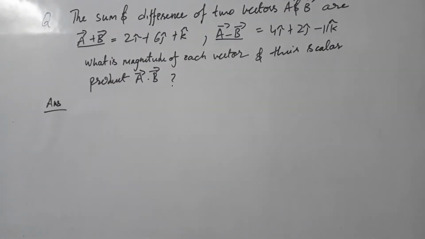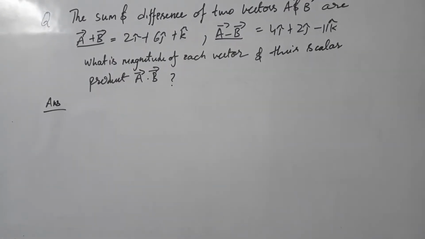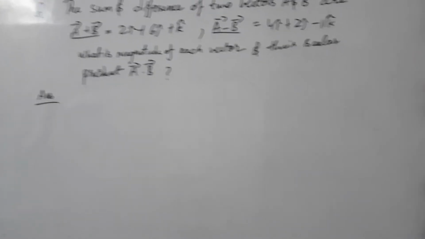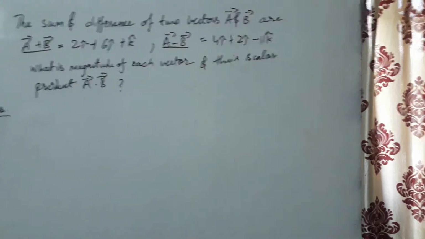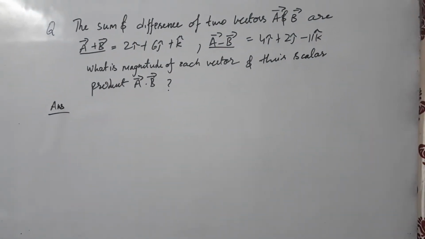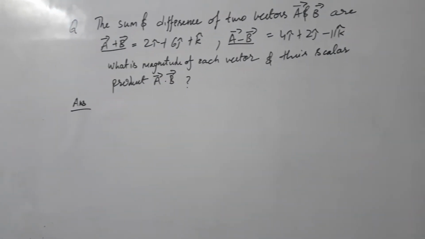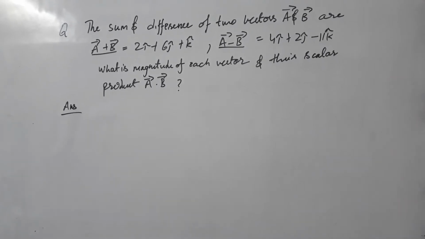Trying another numerical based on the dot product. The information provided in this particular numerical is that the sum and difference of two vectors are being given: a plus b and a minus b. We have to find the magnitude of each and then the scalar product of each.